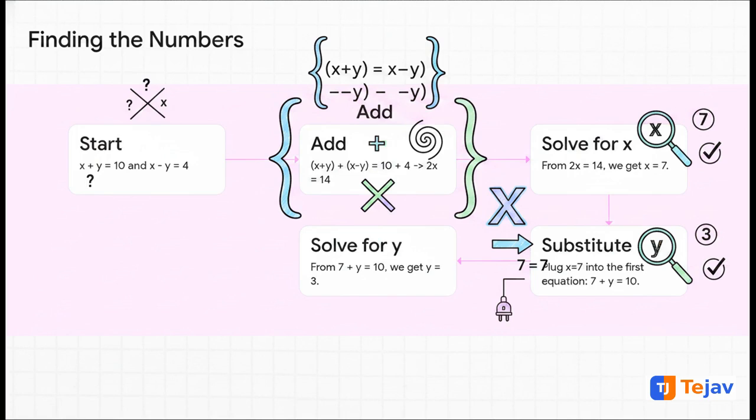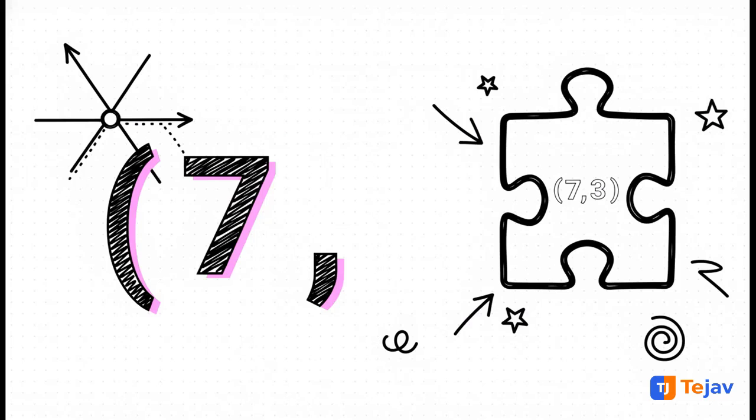If we just add the two equations together, look what happens. The plus y and the minus y completely cancel each other out. We're just left with 2x equals 14. Super simple, right? A quick division tells us that x equals 7. We're halfway there. Now we just take that 7 and plug it back into the first equation. So 7 plus y equals 10, a little subtraction, and y equals 3. And we're done. And there we have it. The solution is x equals 7 and y equals 3. Now, in the language of graphs, we'd call this the coordinate point (7, 3). This single pair of numbers is the key that unlocks our entire puzzle.